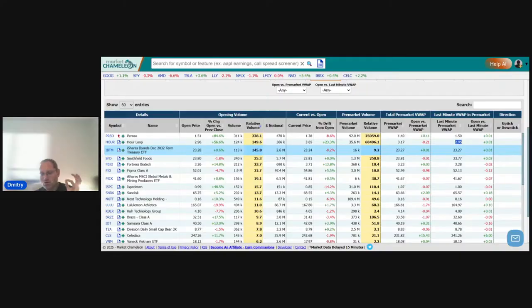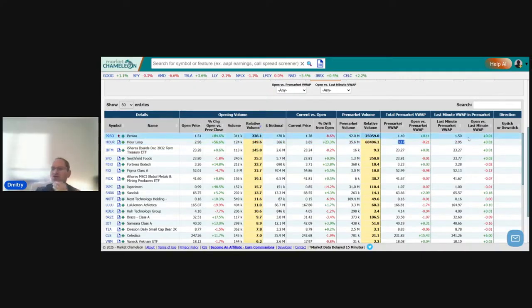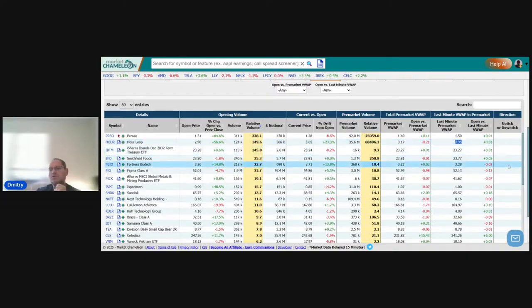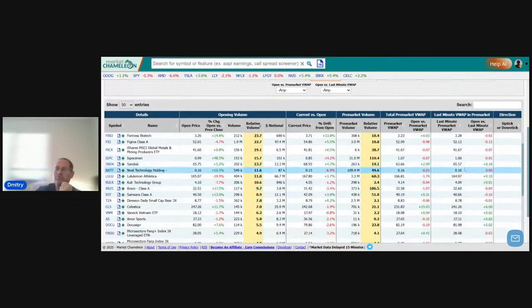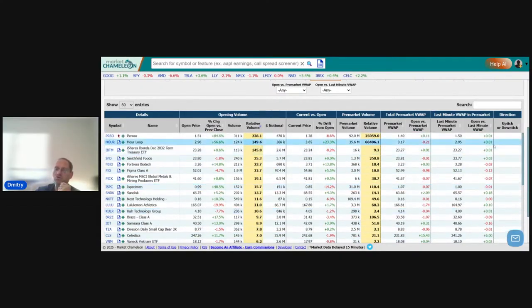So right before the open, where was the VWAP price? This is the volume weighted average price of all the volume in the pre-market, 5 a.m., 6 a.m., 7 a.m., all the way up. This is right before the open, the last minute. Where was the stock? 2.95. So you can see there it did uptick a little bit. Sometimes you may see a very big divergence from the opening price to the pre-market VWAP right before the open. There's a $6 gap sometimes, but this one was close, only off by a penny on an uptick.